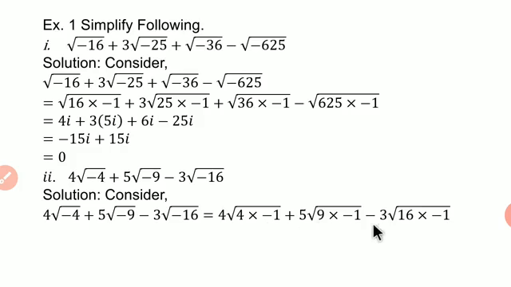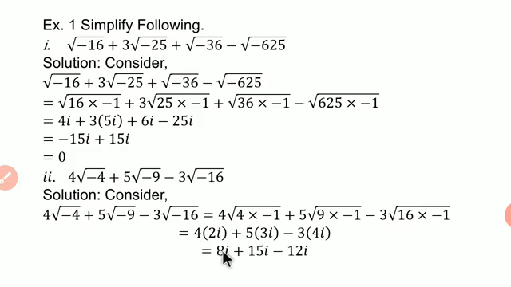Now use the same criteria. Square root of minus 1 is i in each term, and square root 4 is 2, square root 9 is 3, square root 16 is 4. So we get it is equal to 4 into 2i plus 5 into 3i minus 3 into 4i. Open all these brackets. Here we get 8i plus 15i minus 12i, and it is equal to 11i. And so it is the simplification for this example number 2.